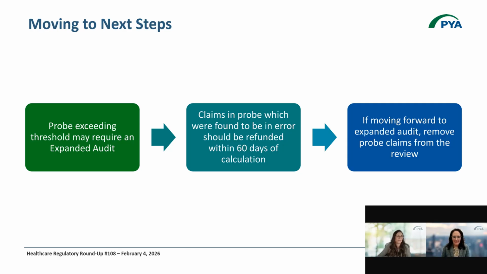Yes, so let me actually advance too fast. So we're moving from the probe and thinking through potential next steps. Before we actually move into the expanded audit, we want to make sure we address the probe itself. So if you have any overpayments, obviously if you're moving to expanded, you do. Within that probe, you want to refund the probe audit within 60 days so that you're meeting the 60-day rule for those identified payments, because you're going to remove those probe claims from your next sampling.